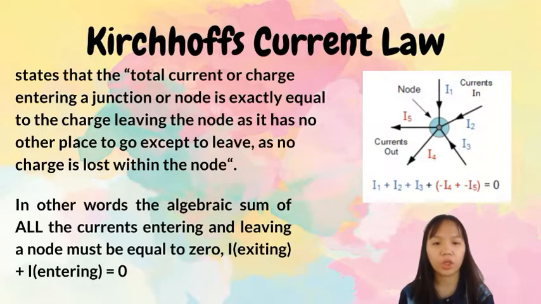The first is KHONG's current law. The KHONG current law states that the total current or charge entering a junction or node is exactly equal to the charge leaving the node, as it has no other place to go except to leave, as no charge is lost within the node. In other words, the algebraic sum of all the currents entering and leaving a node must be equal to 0.